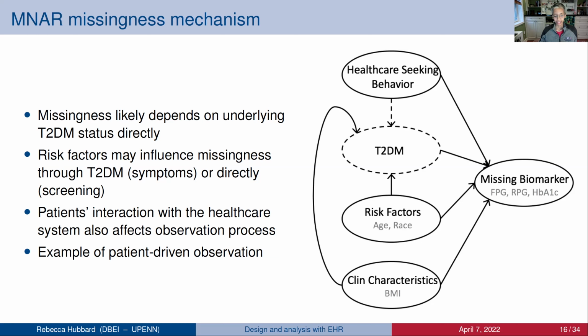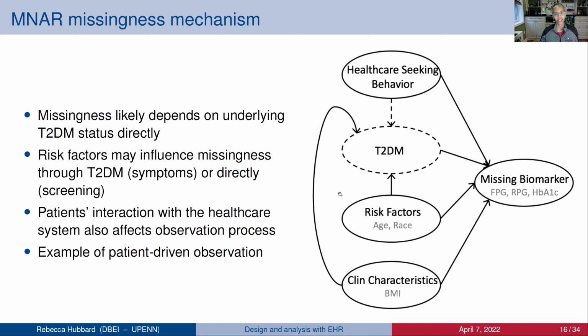So in some cases where receipt of, say, a diagnostic test, like a biomarker, is just associated with whether or not the patient is in a high risk group within our population, that might represent a missing at random missingness mechanism. So for instance, if risk factors like age and race or clinical characteristics that are routinely recorded, like BMI, are associated with availability of the biomarker, and these things are observed and measured and well captured in EHR, then we would have a missing at random missingness mechanism.